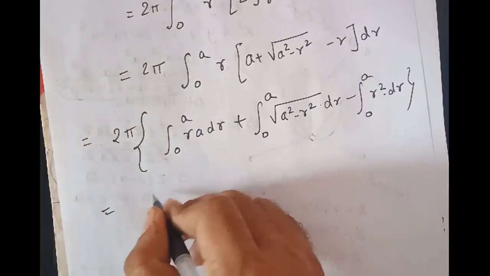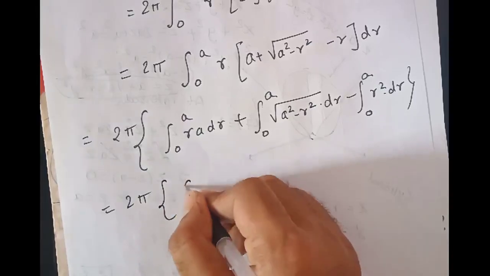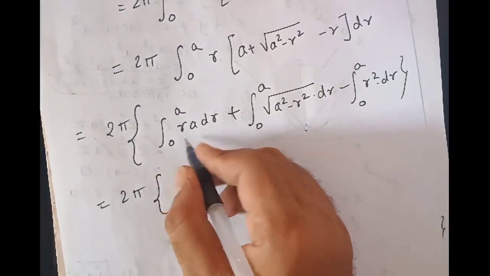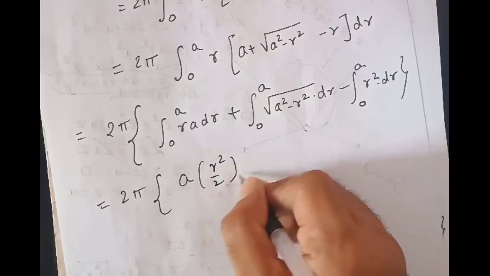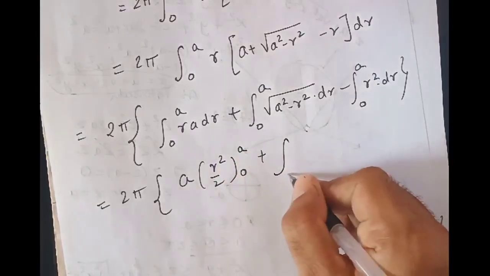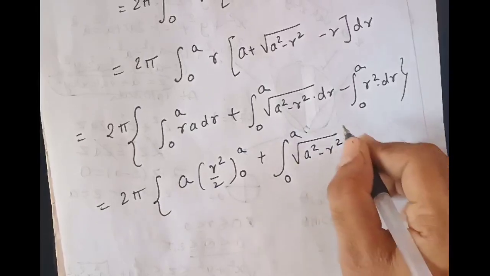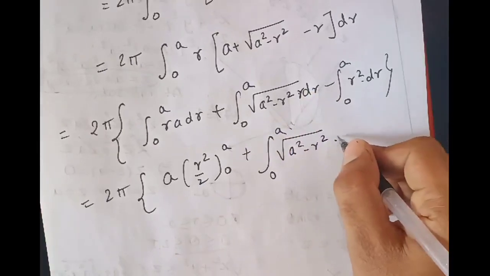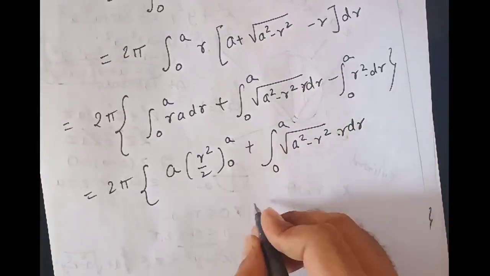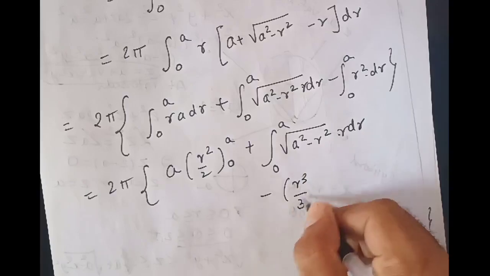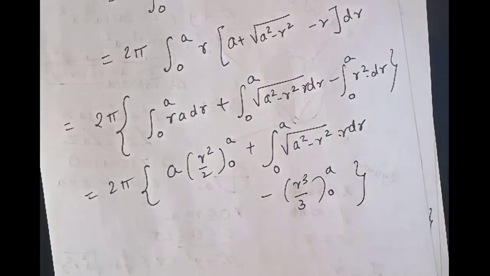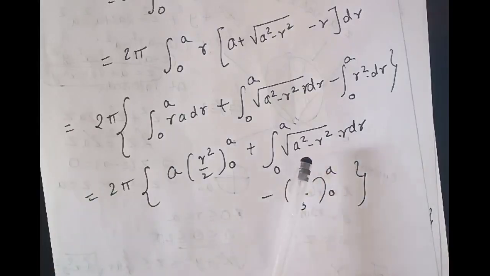Evaluating one by one, so this is 2π, a is a constant, so that comes out, and this is r²/2 from 0 to a, plus integral 0 to a, I am keeping it as it is, square root of a² minus r² into r dr, and the last one will be minus r³/3 from 0 to a. Alright, so I will evaluate this separately.